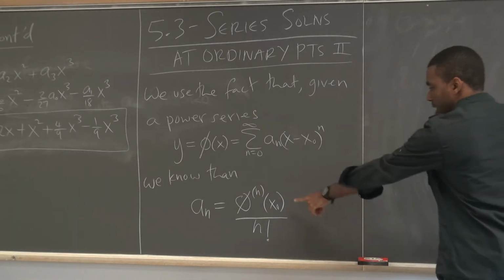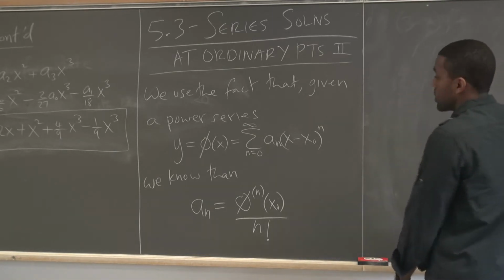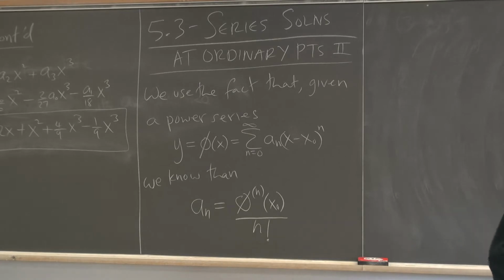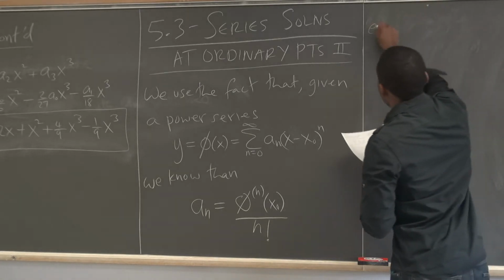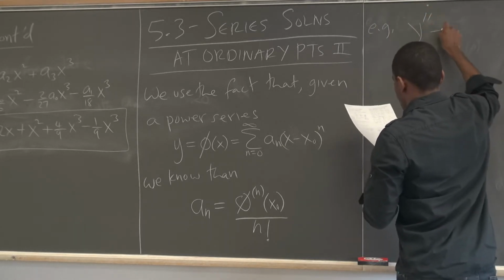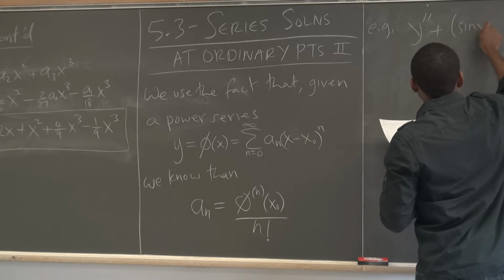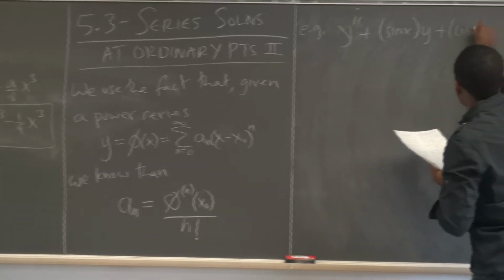Okay, so we can actually find the coefficients this way, right? Just by using Taylor's theorem. So this helps us with nasty looking series problems like this one: y double prime plus sine of x times y plus cosine of x.